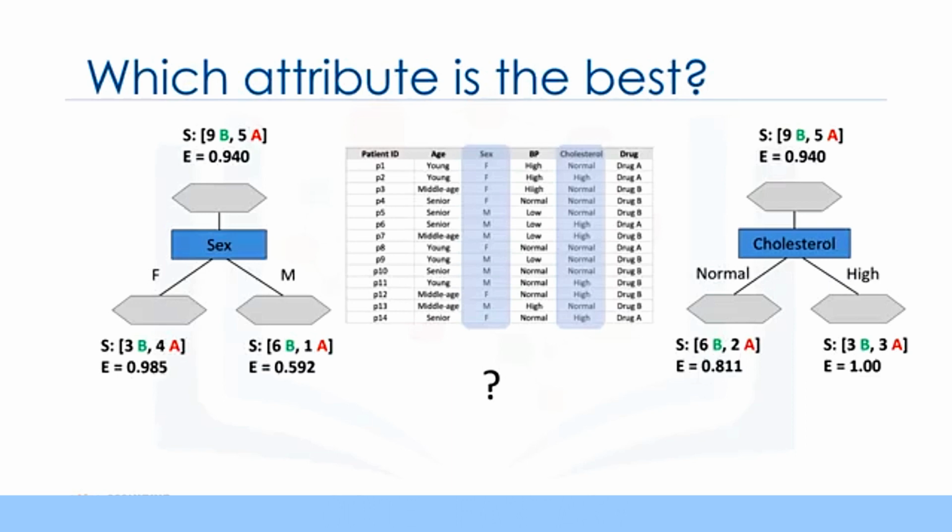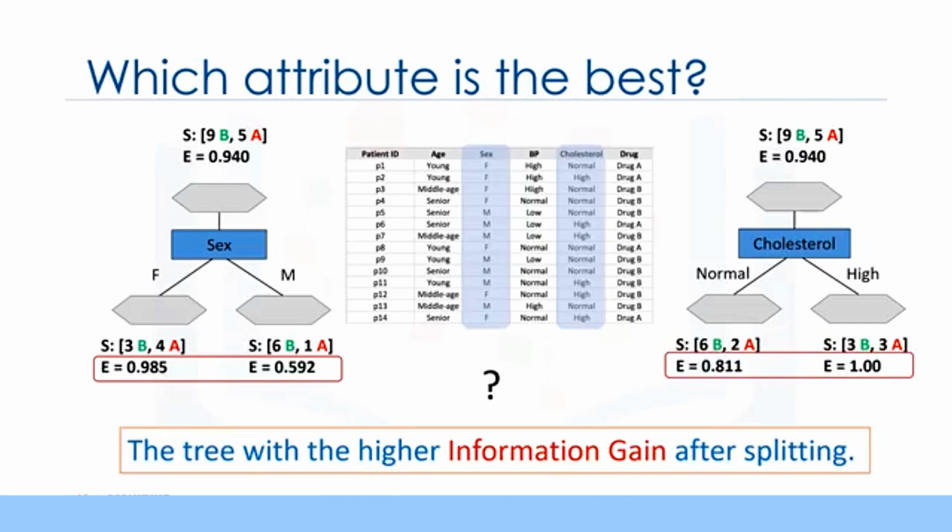Now, the question is, between the cholesterol and sex attributes, which one is a better choice? Which one is better as the first attribute to divide the dataset into 2 branches? Or, in other words, which attribute results in more pure nodes for our drugs? Or in which tree do we have less entropy after splitting rather than before splitting? The sex attribute with entropy of 0.98 and 0.59, or the cholesterol attribute with entropy of 0.81 and 1.0 in its branches? The answer is the tree with the higher information gain after splitting.